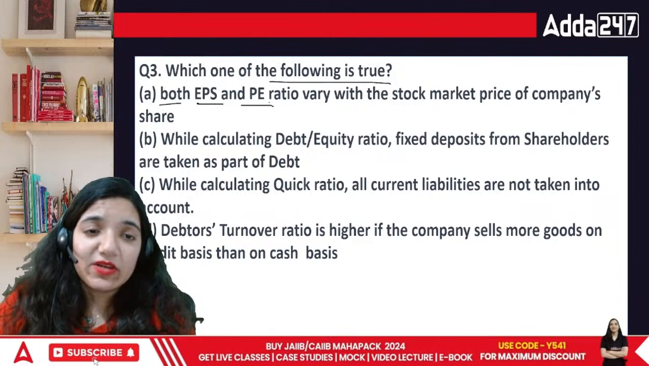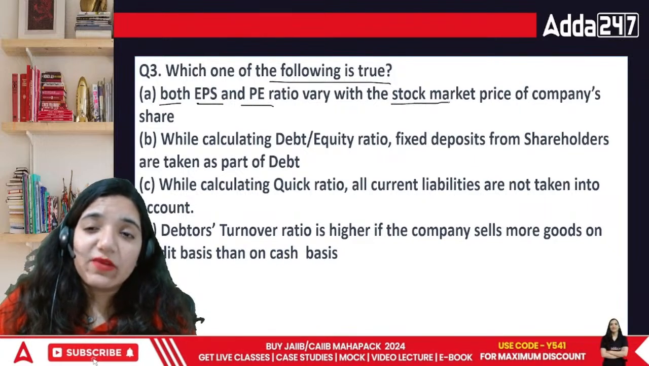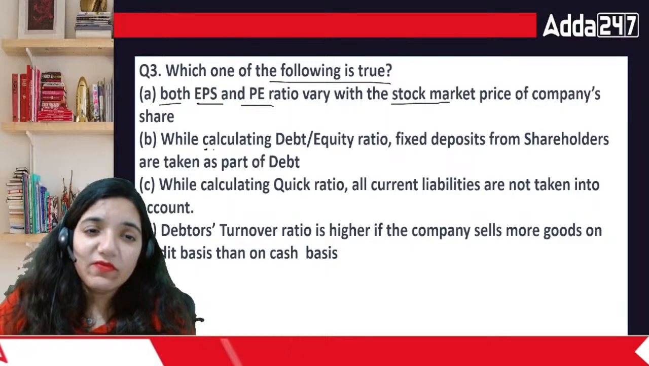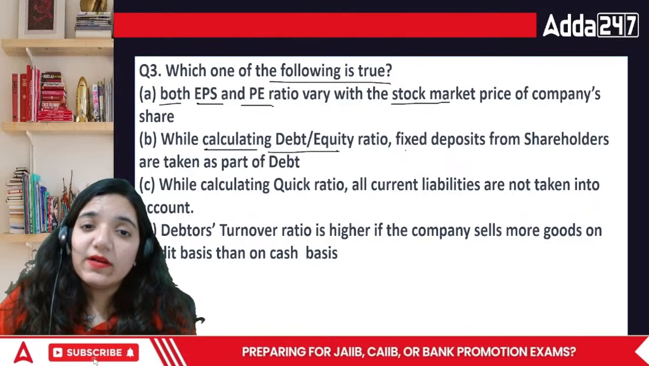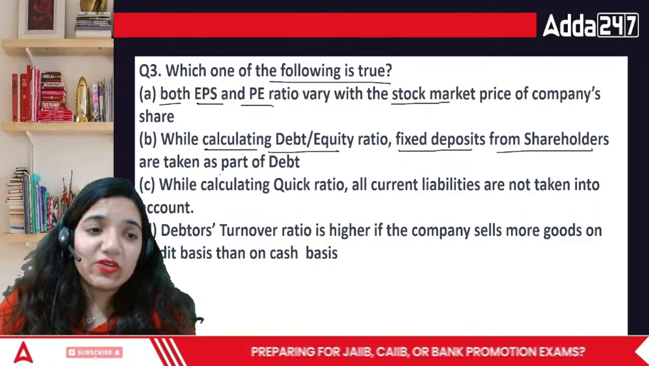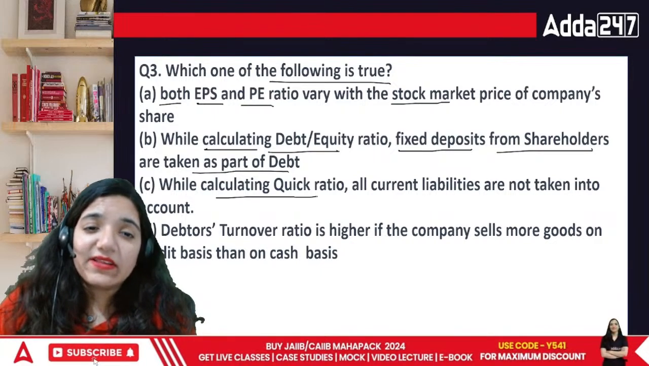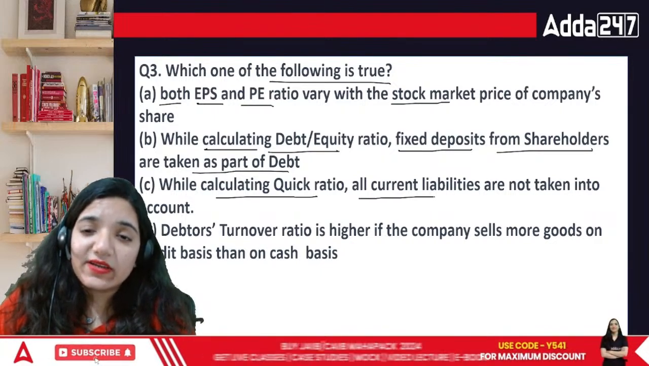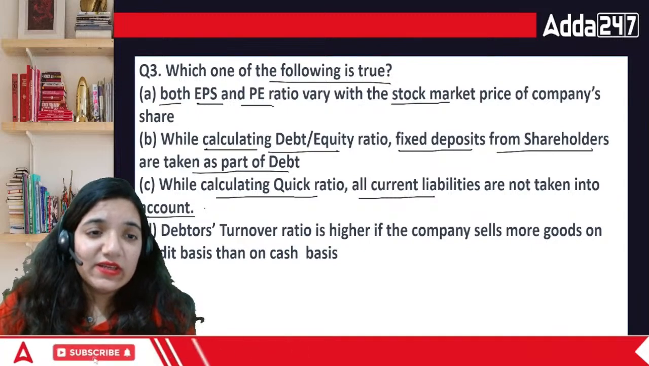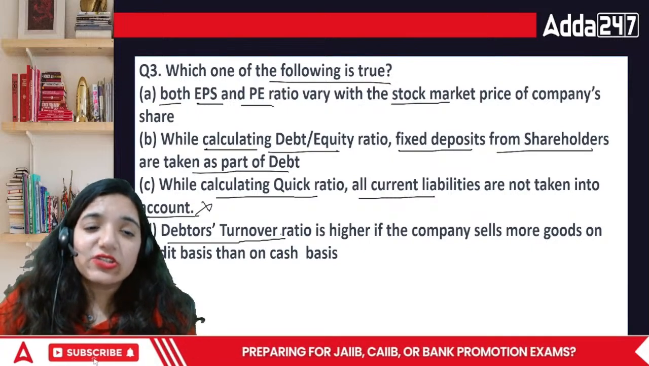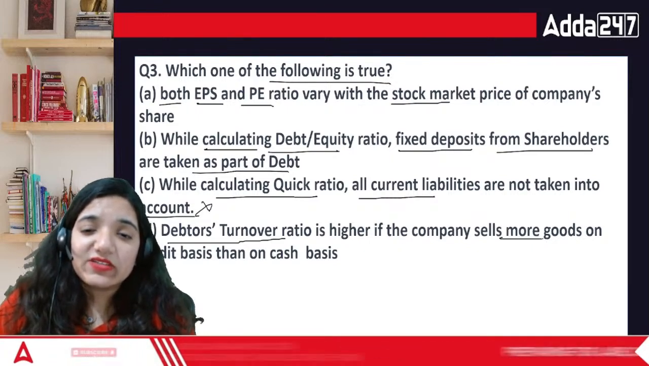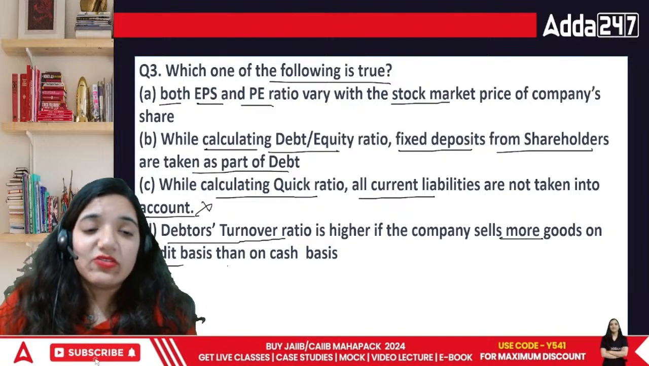Which one of the following is true, everyone? Both earning per share and PE ratio vary with stock market price. While calculating DE ratio, fixed deposits from shareholders are taken as part of debt. While calculating quick ratio, current liabilities are not taken into account. This is not true. Debtors turnover ratio is higher if the company sells more goods on credit basis than on cash basis.